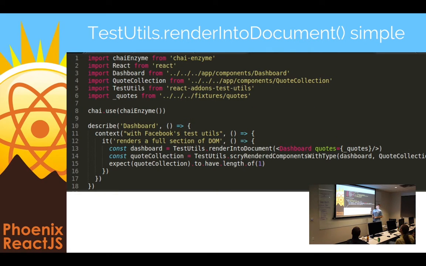All right. So if you want to render something and then test it, you're going to use this test utils render into document method. How you guys doing in the back? Can you read that? Okay, good.